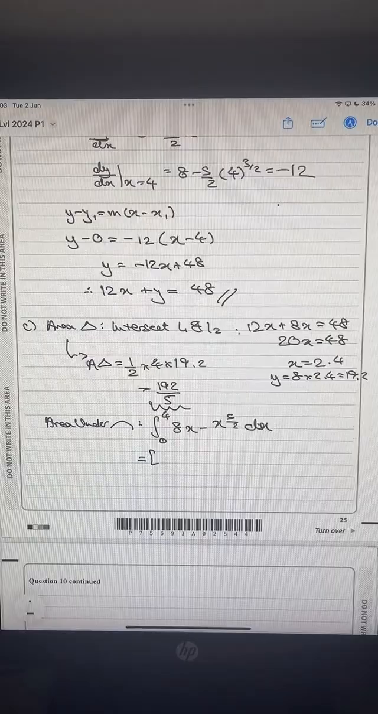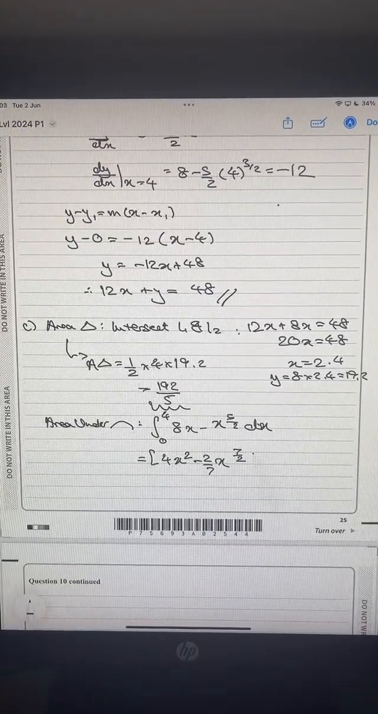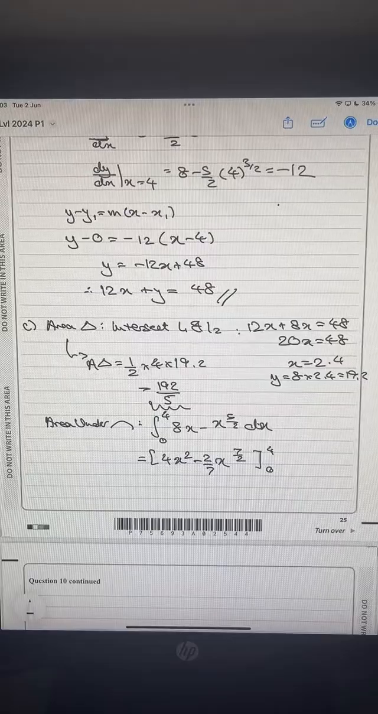And this is very standard integration. Increase the power by 1, x squared, divide by the new power, 8 divided by 2 is 4. Increase the power by 1, that is x to the 7 over 2, divided by the new power, so minus 2 over 7. It is a definite integral, so we don't need a plus c. And then we have it from 0 to 4.